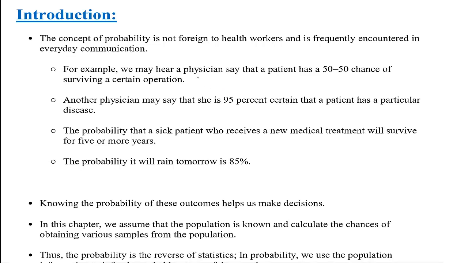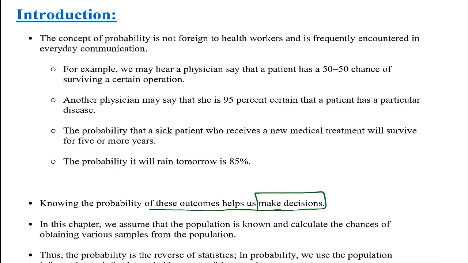For example, we may hear a physician say that a patient has a 50-50 chance of surviving a certain operation. Another physician may say that she is 95% certain that a patient has a particular disease. The probability that a sick patient who receives a new medical treatment will survive for 5 or more years. Last example, the probability it will rain tomorrow is 85%. Knowing the probability of these outcomes helps us make decisions.